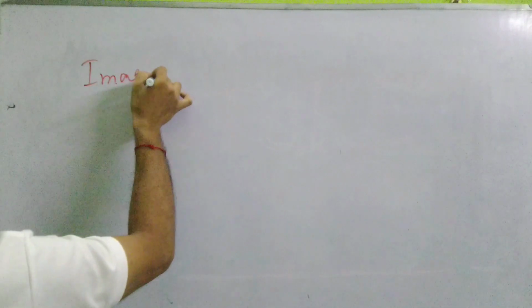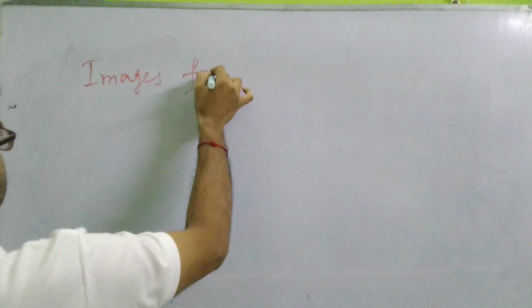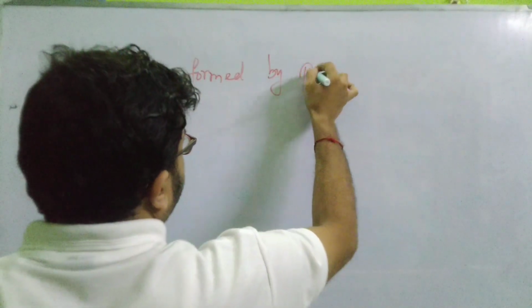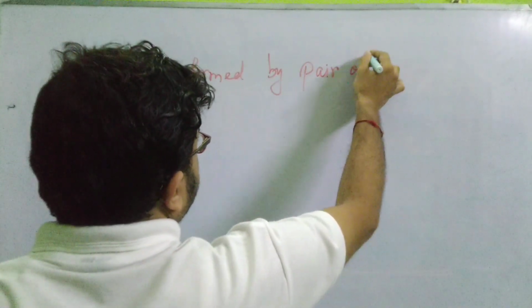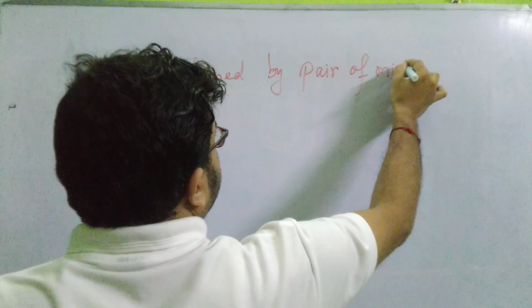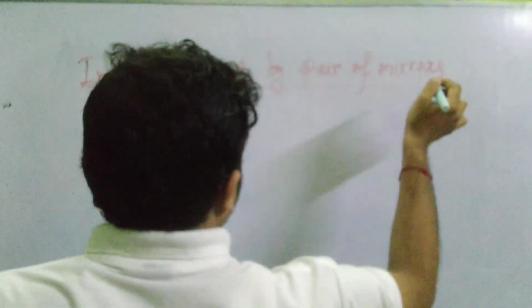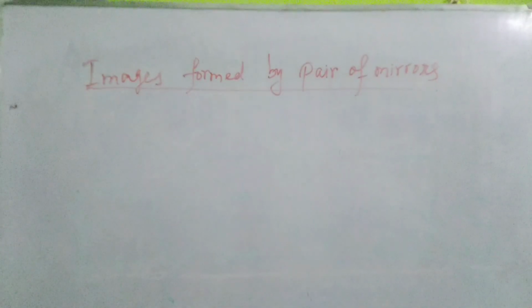Okay, so write down the topic: images formed by a pair of mirrors. So there are two mirrors present. In this case, what will be the number of images formed? How will the images be formed? These things are to be discussed in today's class.